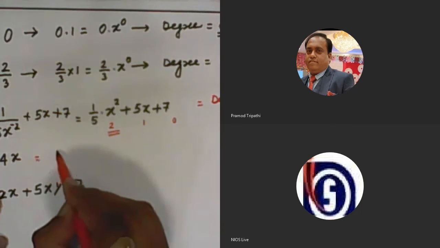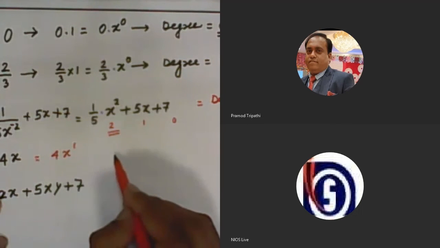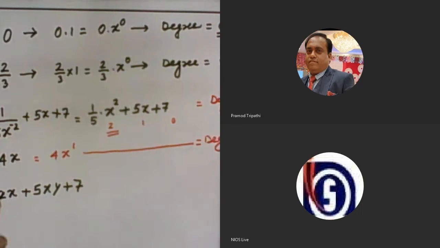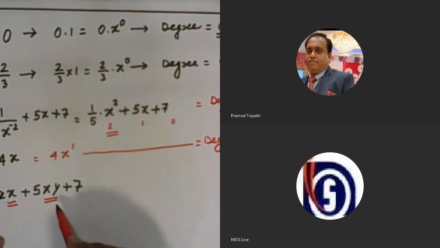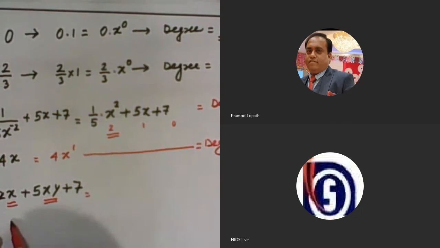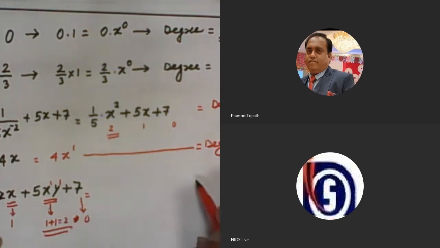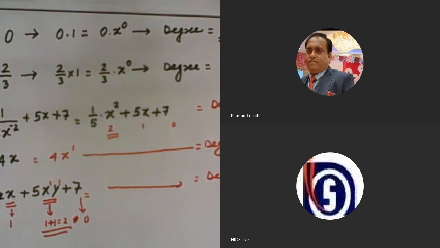And what about the 4x? 4 into x is to the power 1. So the degree is 1 here. And in the case of this last one, the term is x to the power 1 into y to the power 1, so the degree is 1 plus 1, it is 2 here, and the constant degree is 0 here. So the highest degree is 2, so the degree is 2 here.